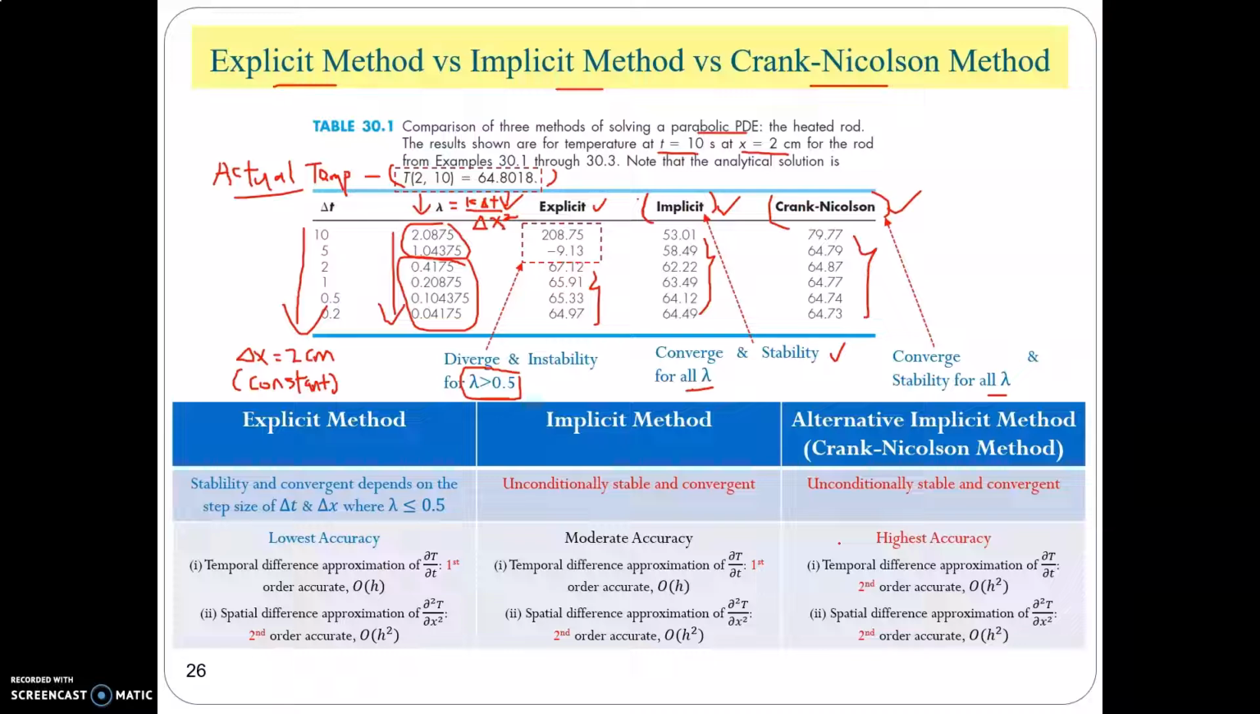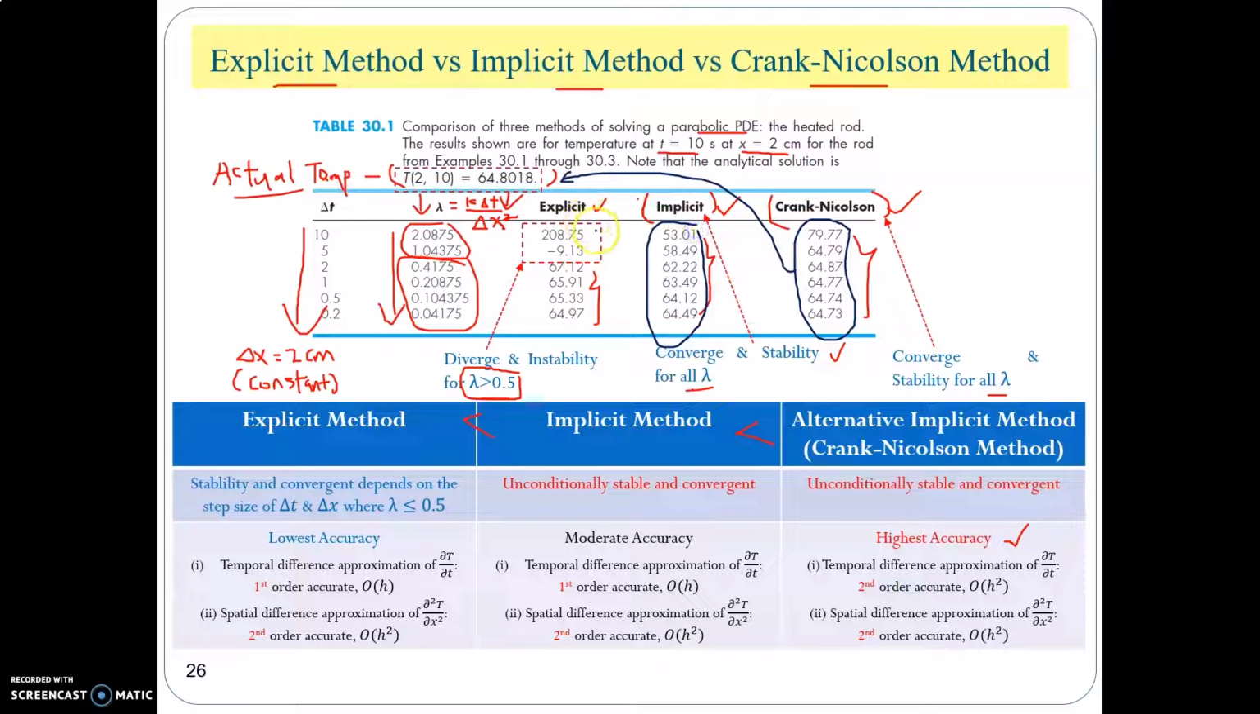In terms of the accuracy, the Crank-Nicholson method gives the highest accuracy, followed by the implicit method, which gives the moderate accuracy, and the explicit method gives the lowest accuracy. As you can see from the table, the Crank-Nicholson method provides the best result, which is closest to the actual result here, followed by the implicit method and then the explicit method here.